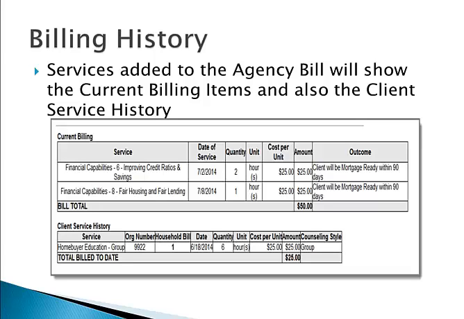Billing history. So as in our old system, services that are added to the agency bill will show in the current billing items, and also will show you client service history of what has been previously billed for a particular client. You can see here in the example that this client is currently being billed for Financial Capabilities Sessions 6 and 8 and was previously billed for Home Buyer Education in a group setting.